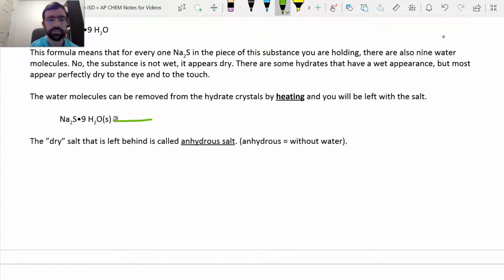So there's supposed to be an arrow there. It was replaced by that question mark, but the yield sign, Na2S, and then it's got 9 waters, so we would call that nonahydrate. It would break up into Na2S plus 9H2O.